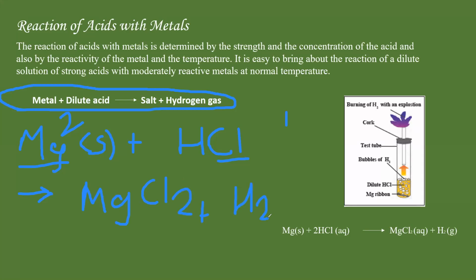Hydrogen is stable only in the H2 state, so we write H2 over here. But now let's compare again. We have one Mg over here and one Mg over here. We have one Cl here and 2 Cl over here. And we have one H here and 2 H over here. So I'm simply going to write 2 over here. Now if we compare these two sides, they are balanced. So this is a stable chemical equation now.